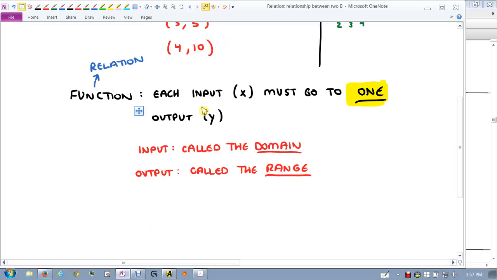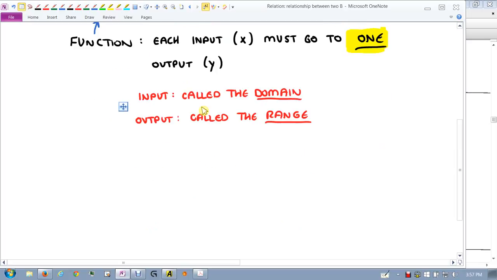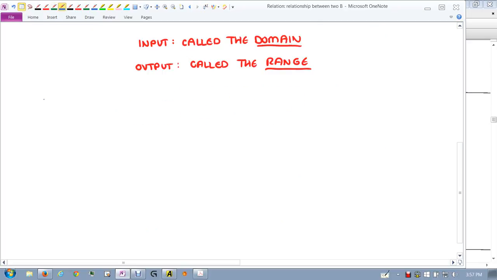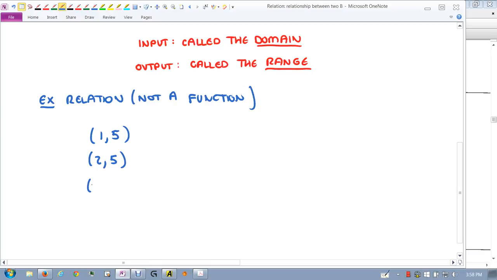So let me show you an example, first of all, of a relationship that is not a function, and we'll compare it to one that is. So here's an example of a relation, but not a function. A relation just connects things together. 1 is related to 5, right? 2 is related to 5. 2 is related to 3. 3 is related to 1. 0 is related to 0. That's a relation. That's all you need for a relation.